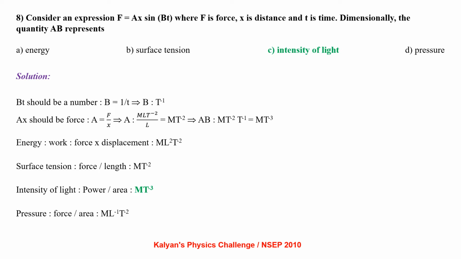Now let us write the dimensional formulas of the options one by one. Energy is ML square T power minus 2, surface tension MT power minus 2, intensity of light MT power minus 3, pressure is ML power minus 1 T power minus 2. So the correct option is C.